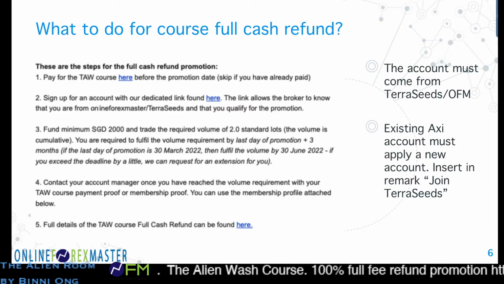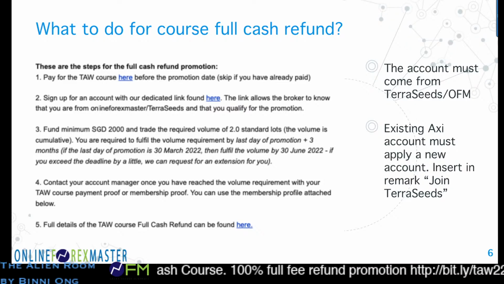Now, in order to claim the refund from the brokers, there are a few criteria to meet. Number one, you have to pay for the TAW cost. That's of course the first part. Second, you need to sign up for an account using our link. If you sign up for an Axi or Blueberry account without our link, or without telling them you are coming from us, then how do I give you the refund? In one of the webinars I explained how this very creative refund works. So you have to tell them that you are coming from us.